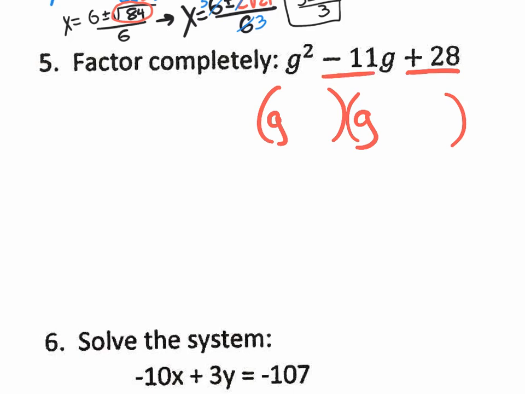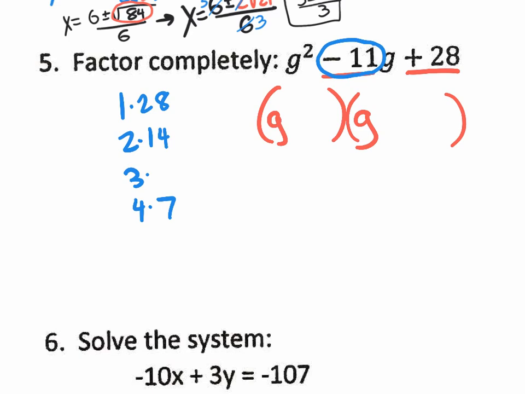Now if you're struggling, go ahead and make a list of numbers. 1 times 28, 2 times 14, 3 times, nope, doesn't work. 4 times 7, 5 doesn't work, 6 doesn't work. That's it. Those are the 3 possibilities. 1 and 28, 2 and 14, and 4 and 7. Which pair of numbers combines together to give us the middle value, which is negative 11?